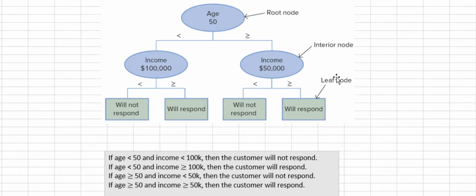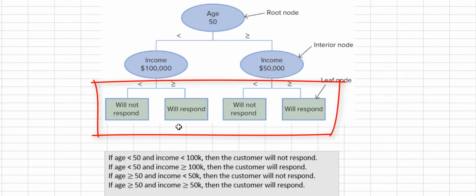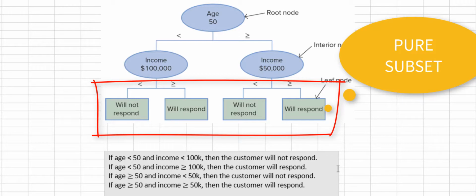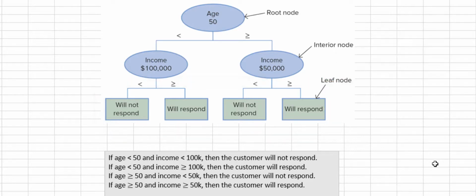For example, here in this figure, the split on the income variable is dependent on the previous split on the age variable. Each of the final 4 subsets, which are the green rectangular box on this figure, contains cases with the same value of the target variable, which is whether or not the customer will respond. A leaf node, such as these 4 subsets, is called a pure subset, where each leaf node contains cases with the same value of the target variable, and therefore there is no need to further split it.